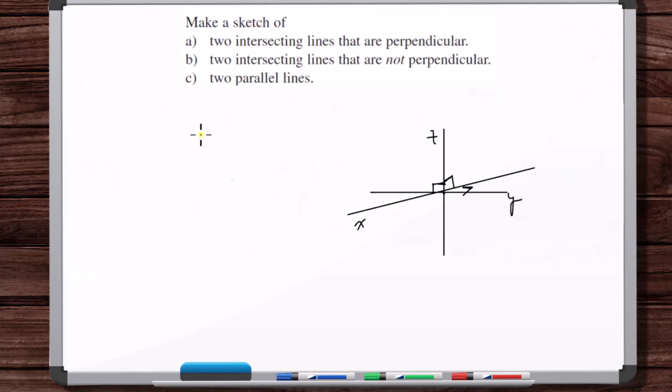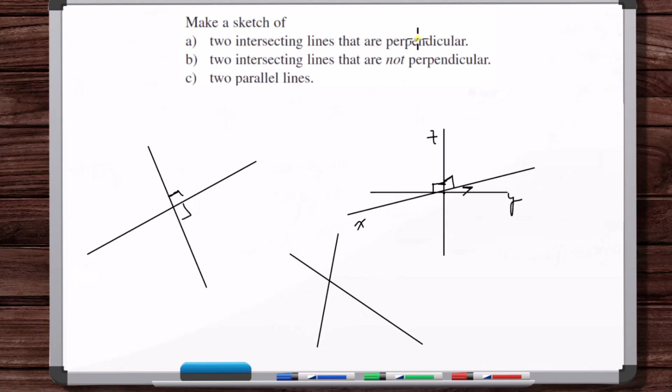So if we're going to sketch two lines that intersect and are perpendicular, there you go. But you don't have to draw it nice and straight up and down like that. You could draw it there, two lines that intersect and they're perpendicular. 90-degree intersection. Two lines that intersect and aren't perpendicular, well, just do like that. There you go. That's not 90 degrees. If it was 90 degrees, then this angle plus this angle would be the same. Clearly, these two angles aren't the same.